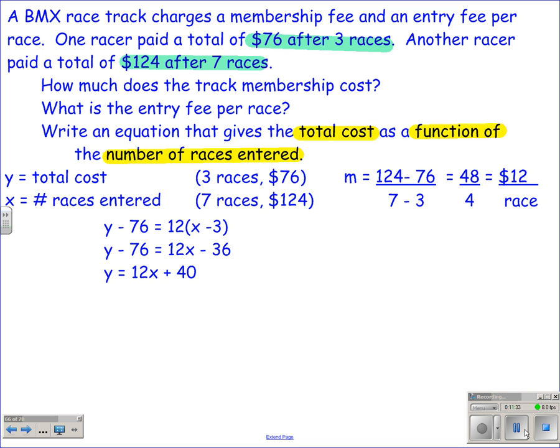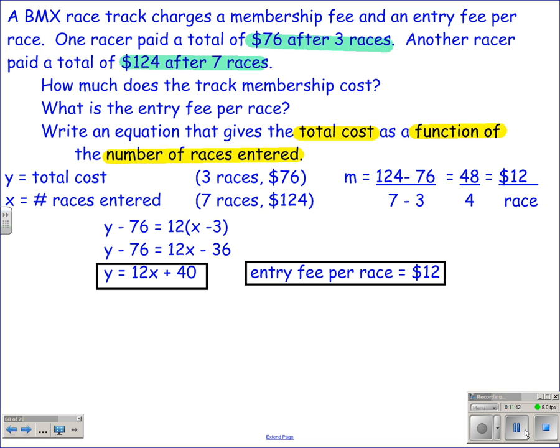That is the equation, the third thing that we were looking for, the equation that gives the total cost as a function of the number of races entered. We also have the entry fee per race, the $12. And the last thing is the track membership cost. That's the $40 that's being added on in the equation. We may not have found them in the order that was asked. That's okay. We did find all 3 pieces in the end. So we put 3 boxes around all the answers.